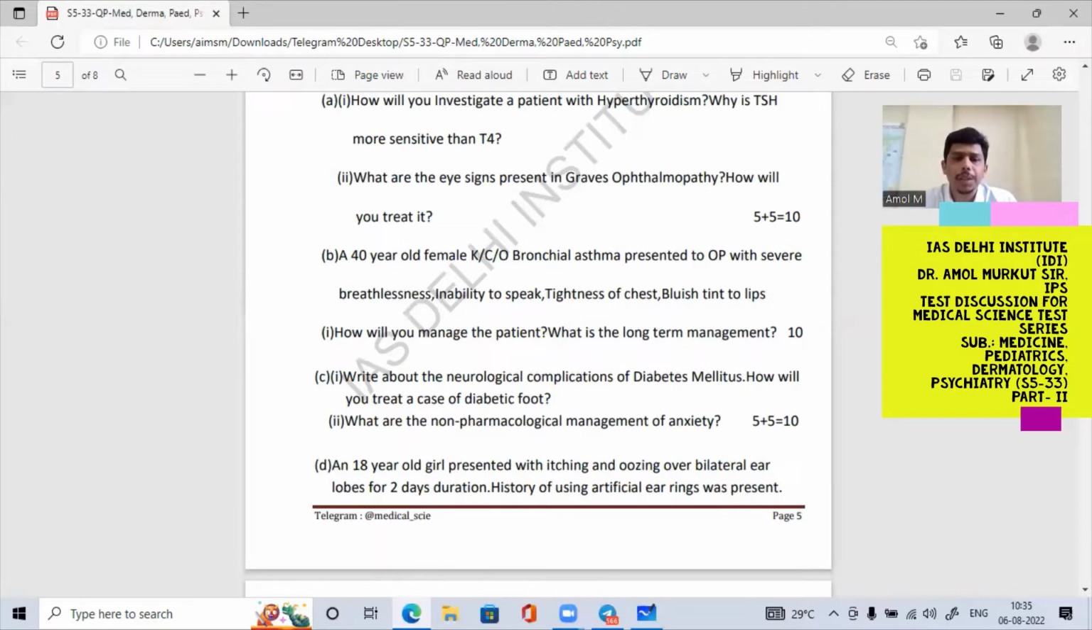In peripheral neuropathy, mononeuropathy, polyneuropathy, various types of neuropathies are there. Then you can include retinopathy also, but it is more of a microangiopathy rather than neuropathy. Then you can include cerebrovascular accidents resulting from micro and macroangiopathy, which can cause neurological complications because of the diabetes mellitus. So how will you treat diabetic foot?